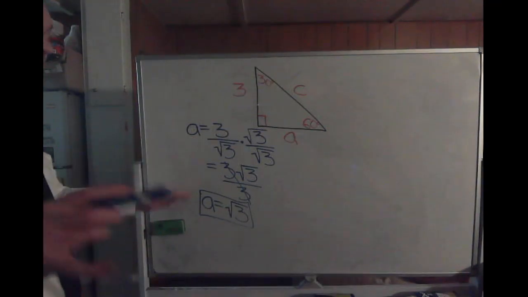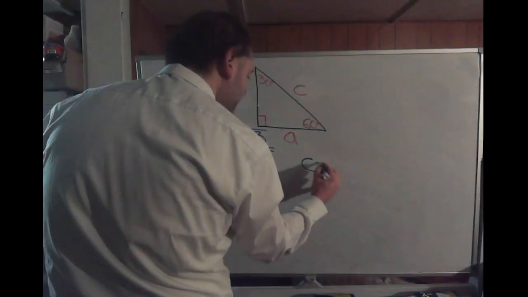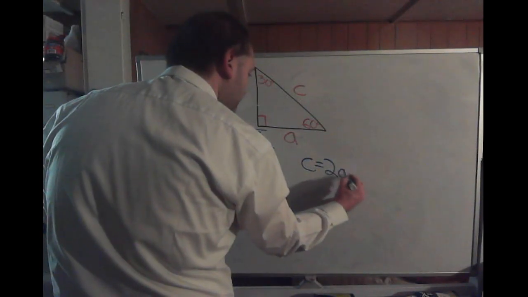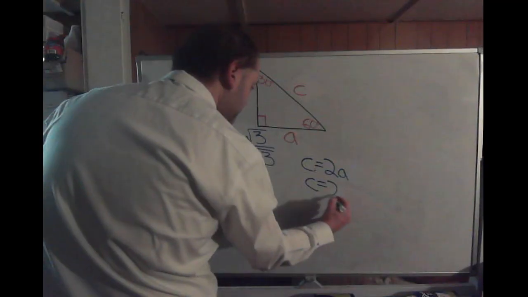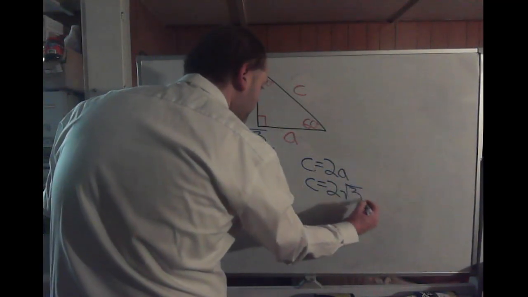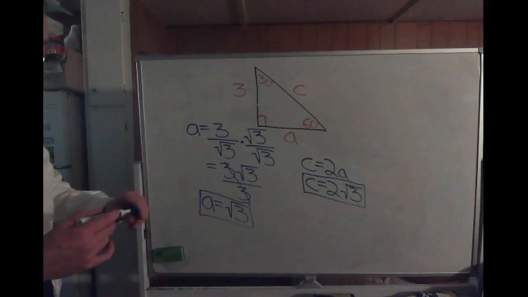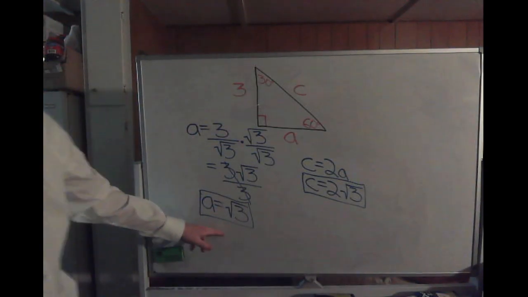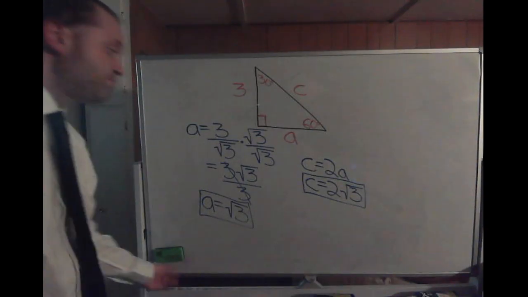Now you can go for finding the length of your hypotenuse, because the hypotenuse is equal to twice the length of the shorter leg, 2A, which means it's literally going to be 2 times the square root of 3. So the length of your shorter leg A is equal to the square root of 3. The length of your hypotenuse C is equal to 2 times the square root of 3.